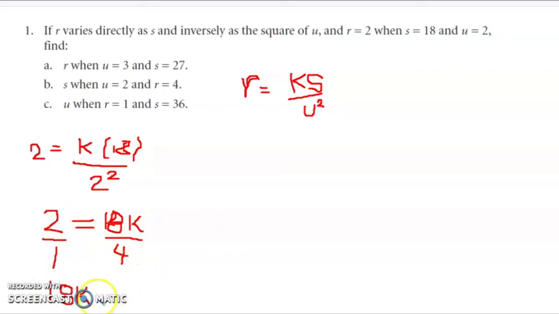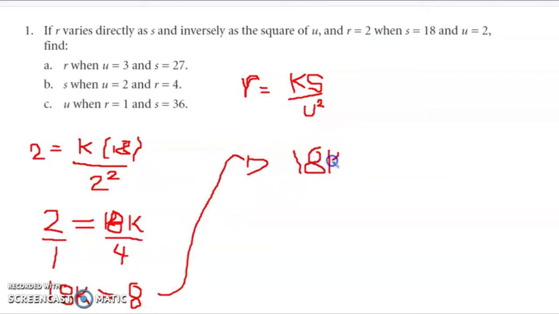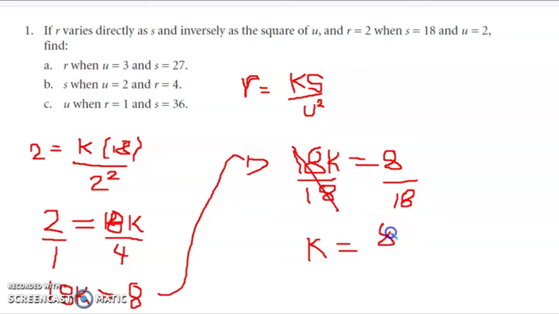And 2 times 4 is equal to 8. Okay, let us continue our solution here. So now we have to solve for the value of K. So we divide both sides by 18. So that is 1. 18 divided by 18 is 1. K is now equal to 8 over 18.